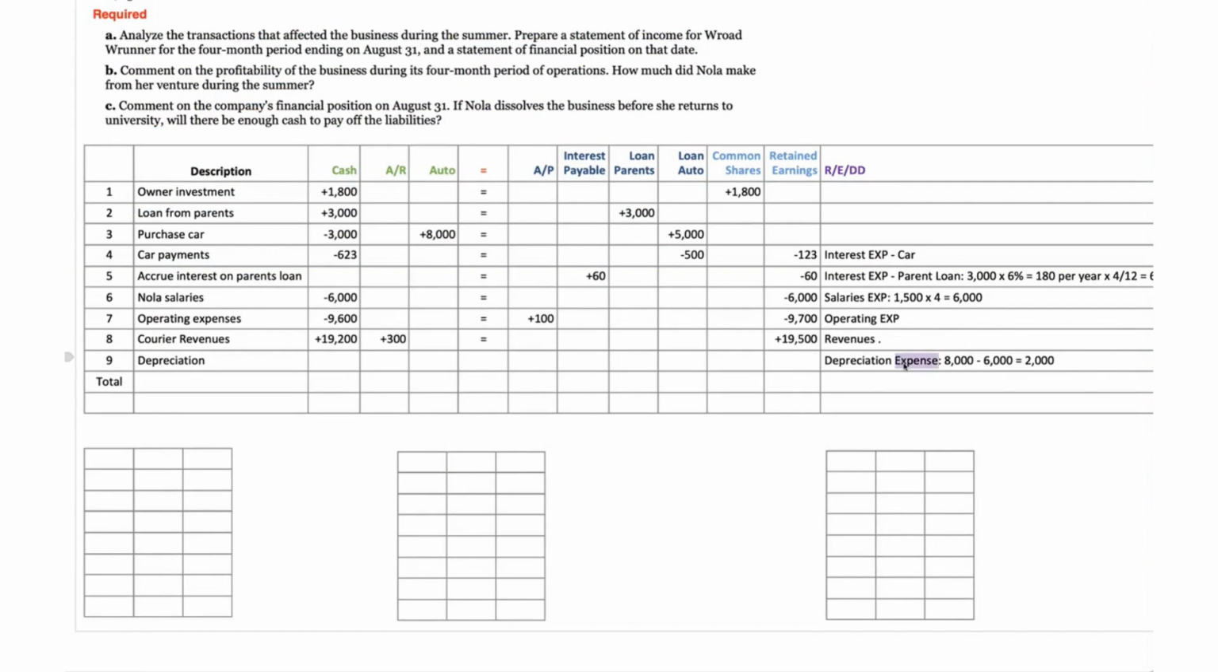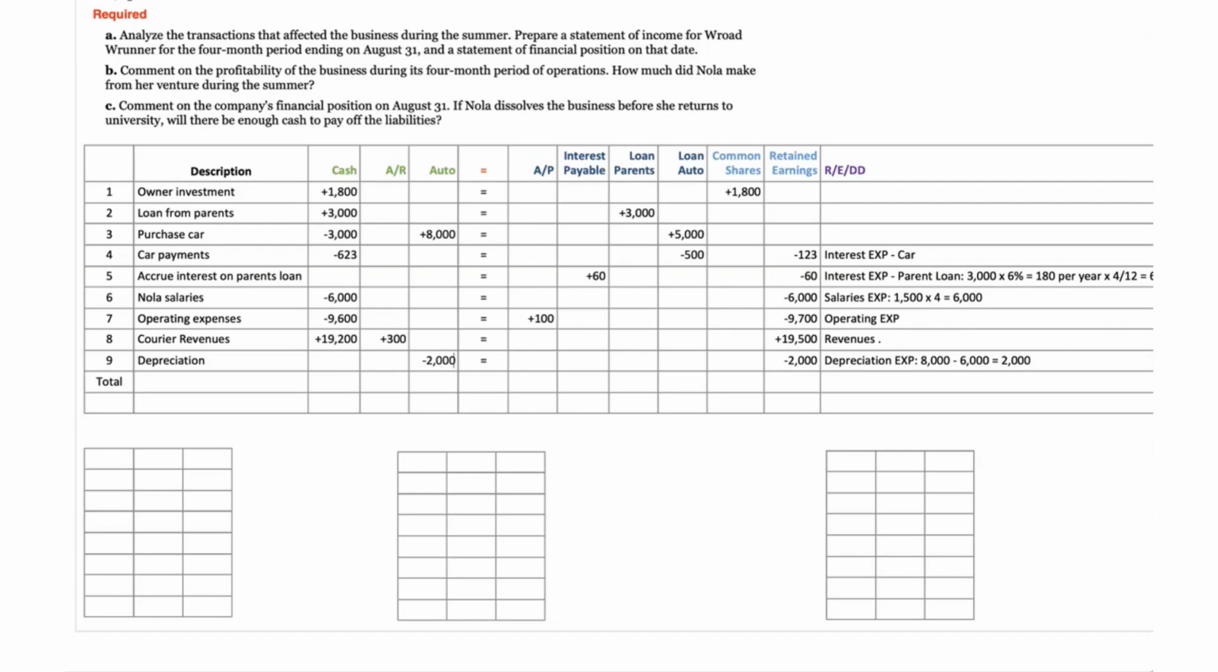And because it has the word expense in it, we know that that's going to be negative 2,000 in the retained earnings column, right? But it doesn't balance. My line doesn't balance. Where is the rest? Minus 2,000, minus auto. That's right, minus 2,000 the auto. So now we're all said and done here.